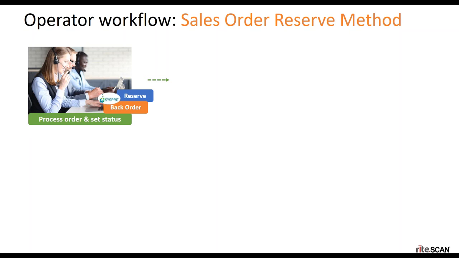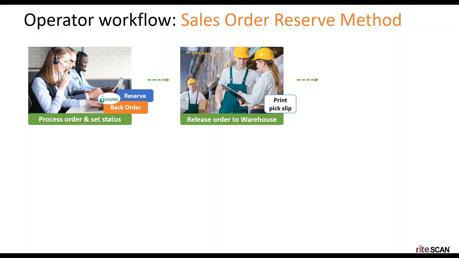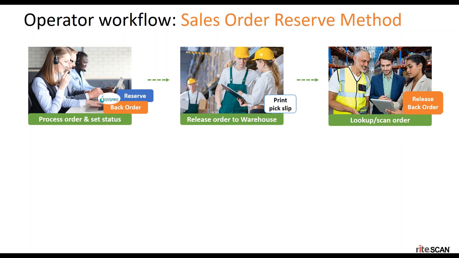So once that process takes place, the order is going to be released to the warehouse, and this can typically be facilitated with a print pick slip or some other mechanism as well. And then the operator is going to scan or look up the available orders in riteSCAN. For back orders, the operator can release the quantity on back order to the reserve column at that time.